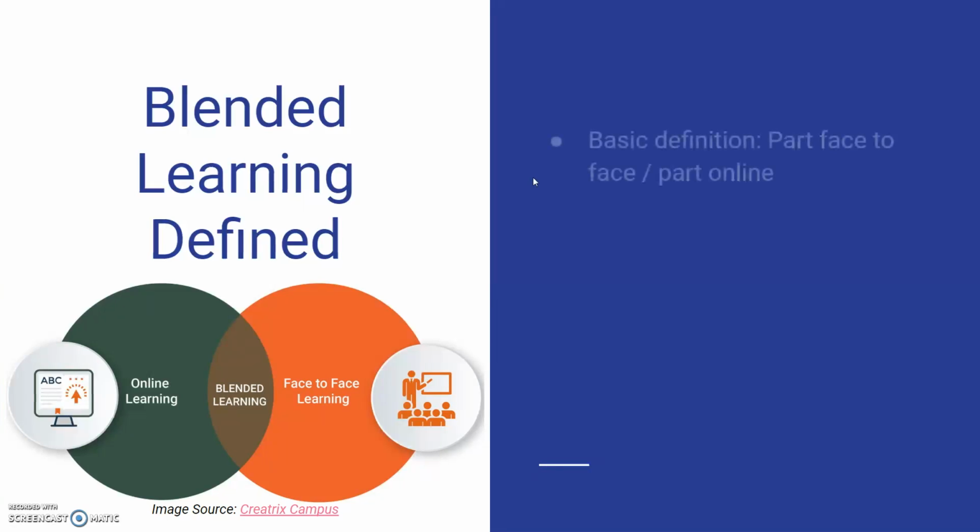Blended learning at its basic is some education that's part face-to-face and part online learning. We may have had an online class at the university level that had part online meetings and part in-class meetings. The definition is a bit broad though.